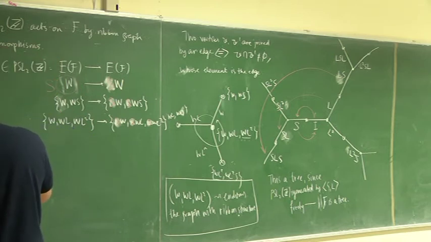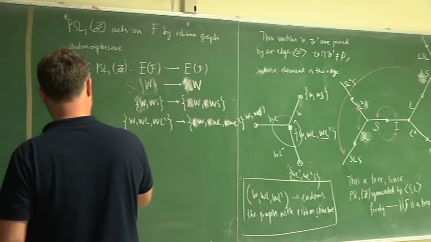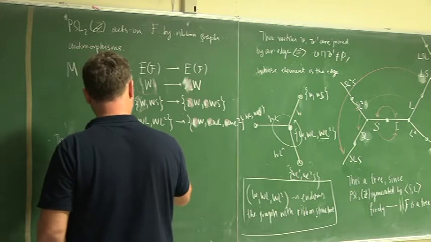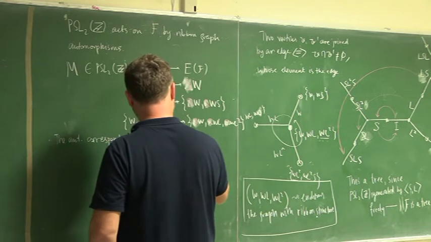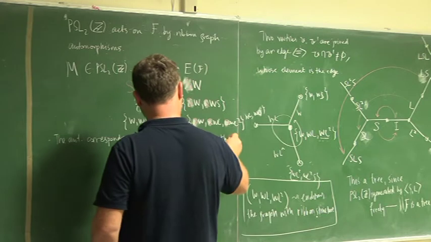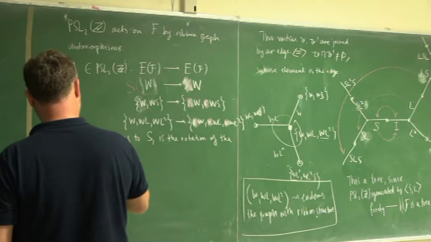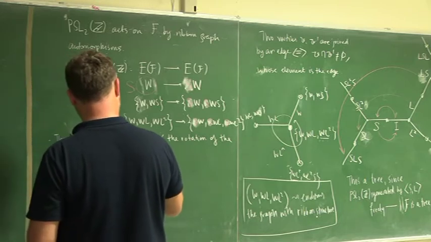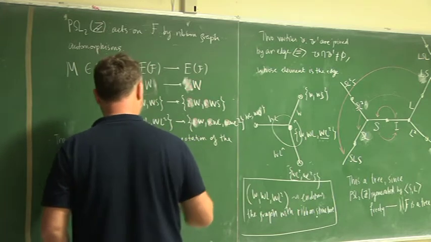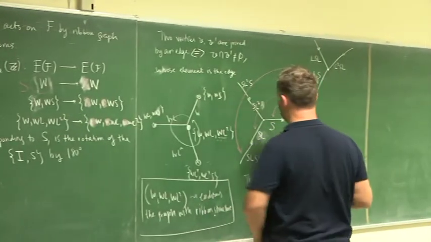So we see that this automorphism of multiplying everything by S, the automorphism corresponding to S, is the rotation of the tree around the vertex ISI by 180 degrees. So this rotation just rotates the tree.